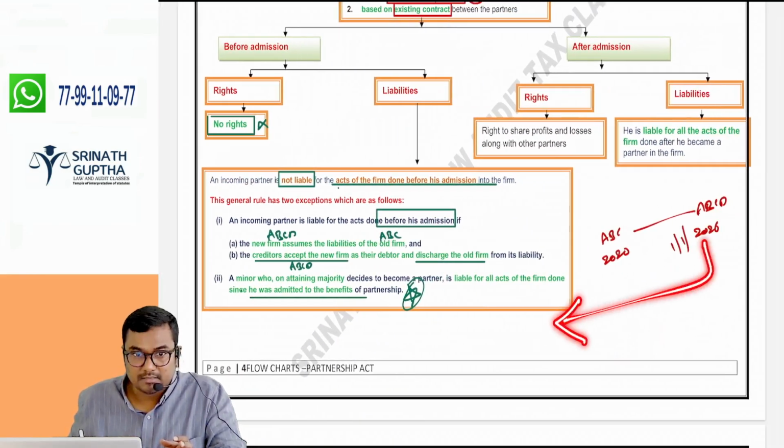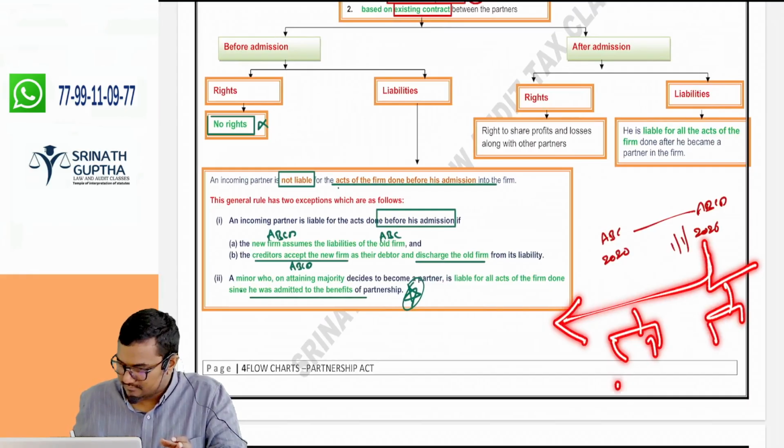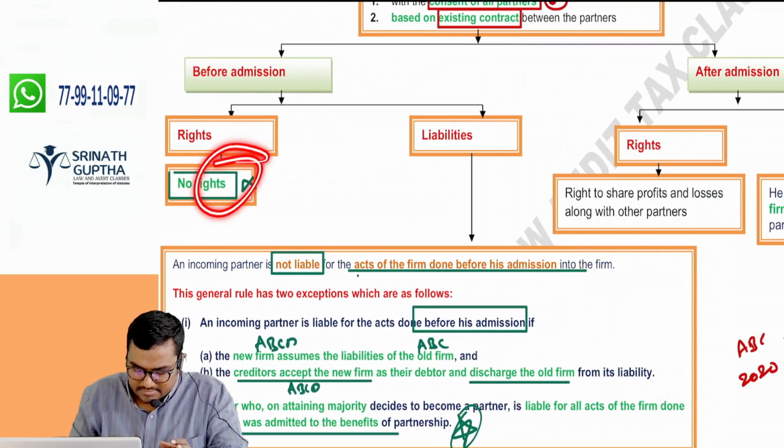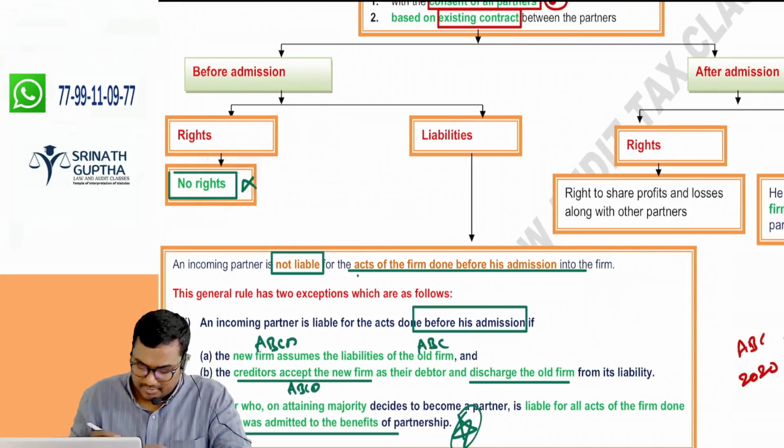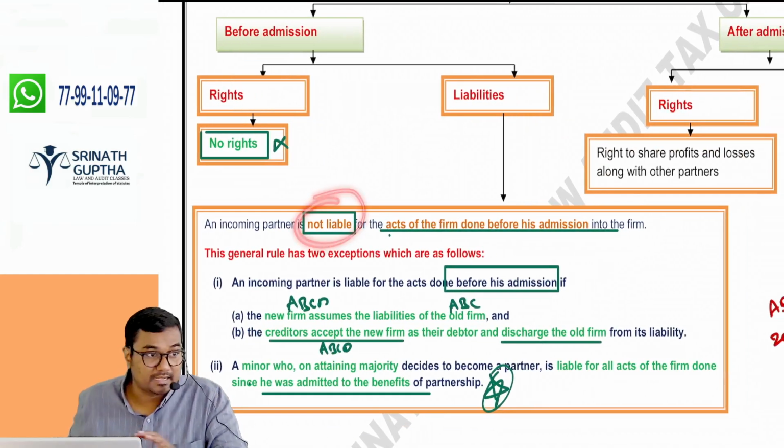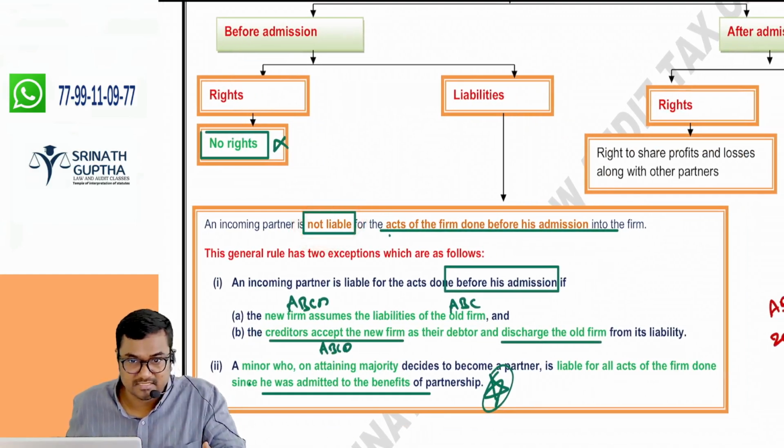Before admission, his rights and duties; after admission, his rights and duties. Before admission, he has no rights, because he is no more a partner. He will not be liable for activities of the firm. However, he will be liable for activities of the firm in the following exceptional cases.